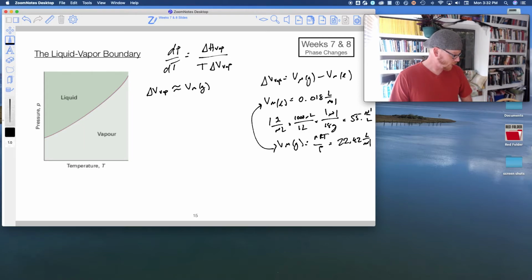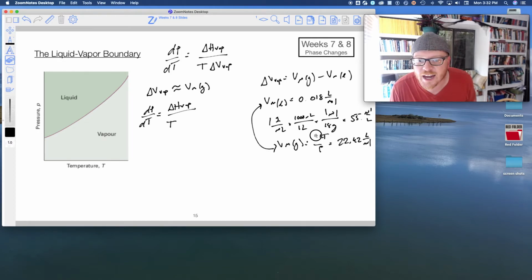So what this means now is the following. Because we're going to change our pressure quite a bit, we can't just put a constant value in for the molar volume of a gas. So our equation changes. It becomes dP over dT equals delta H of vaporization divided by T, and I'm using here the molar volume, so it's not nRT over P, it's just RT over P.